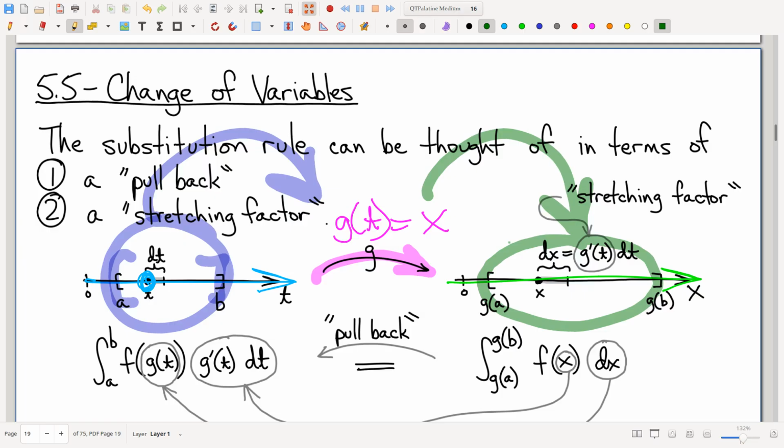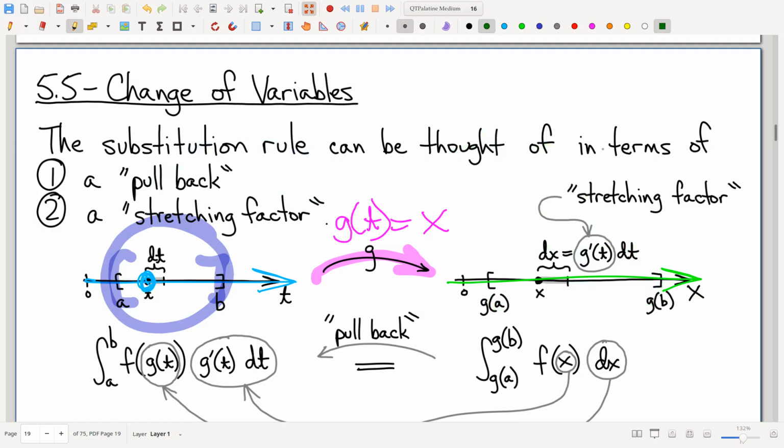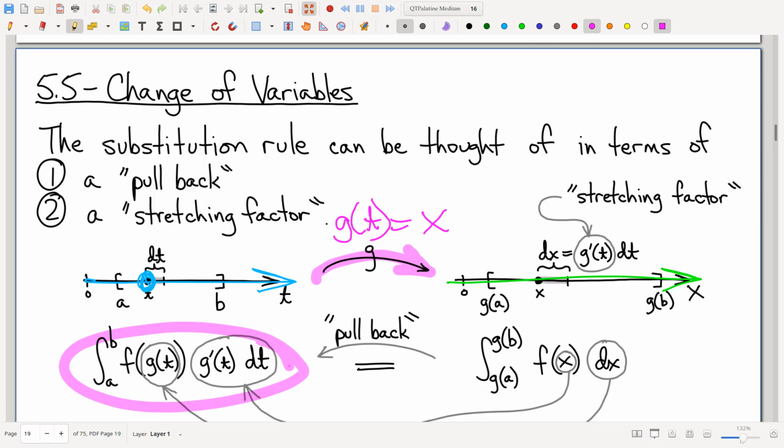Okay. All right, now let's write down the substitution rule, and this is hopefully very familiar. Y'all will recall the substitution rule just says that this integral is equal to this integral. I hope that looks familiar. Yeah, right? Everybody's seen this before.